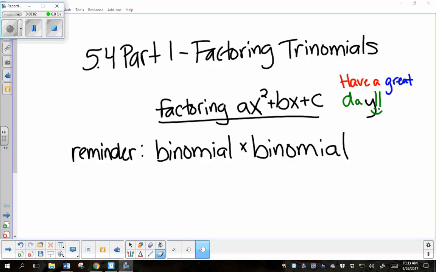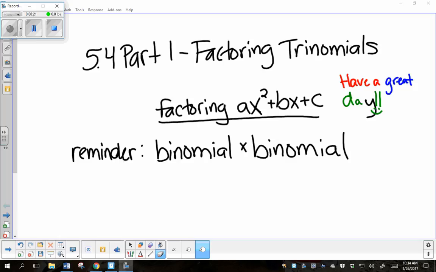This is 5.4 part 1 and it is on factoring trinomials. So the first thing we're going to be talking about is factoring equations that are in the form ax squared plus bx plus c. And we're actually going to start out with ones that are just x squared plus bx plus c to make it a little easier.